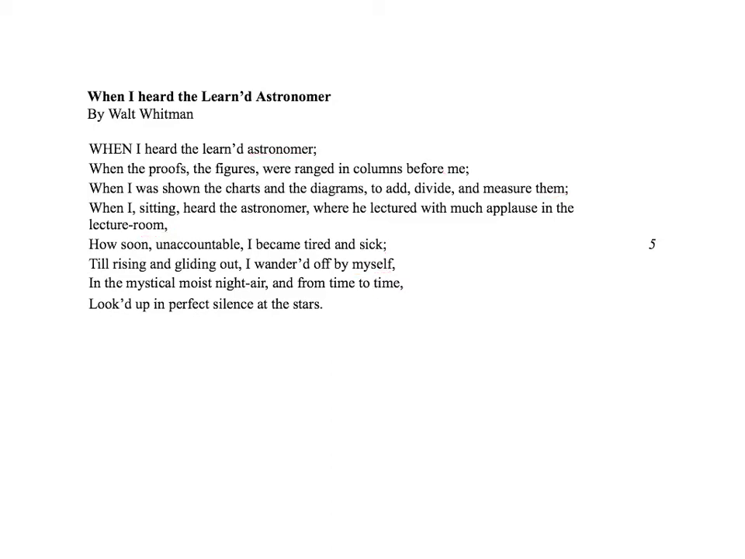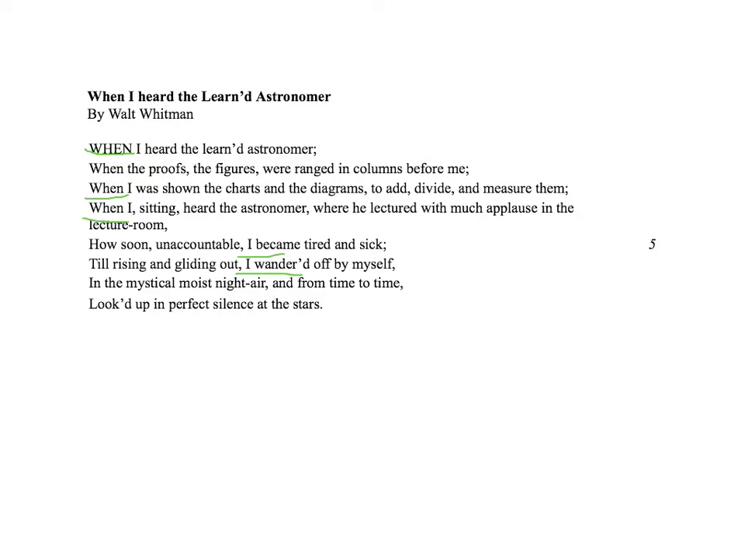Looking at Whitman's use of parallelism, cataloging, and free verse is helpful in ascertaining the poem's themes. Parallelism helps emphasize that the speaker is introspective, that he is reflecting on his own experience. When I. Even if you go down further, I became. I wandered off. Whitman celebrated the individual.